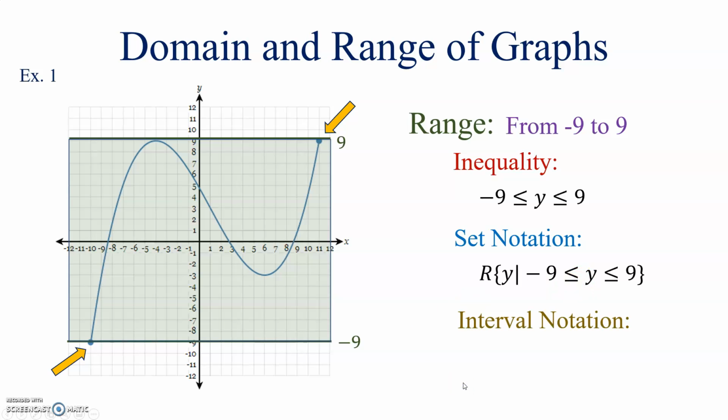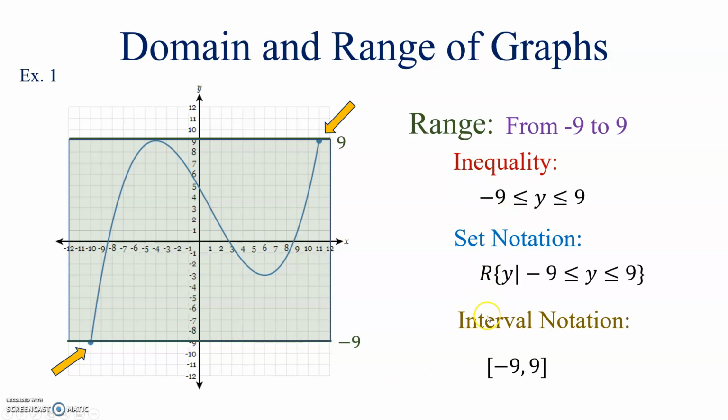And lastly, let's look at interval notation. And again, because both numbers have the equal sign, or both numbers have a closed circle, we will use brackets. So my range in interval notation is open bracket, -9, 9, close bracket.